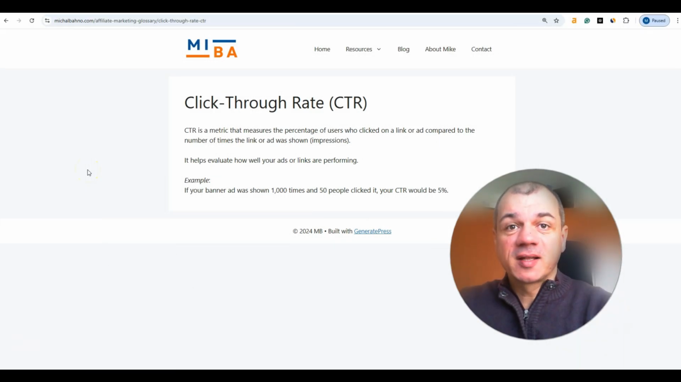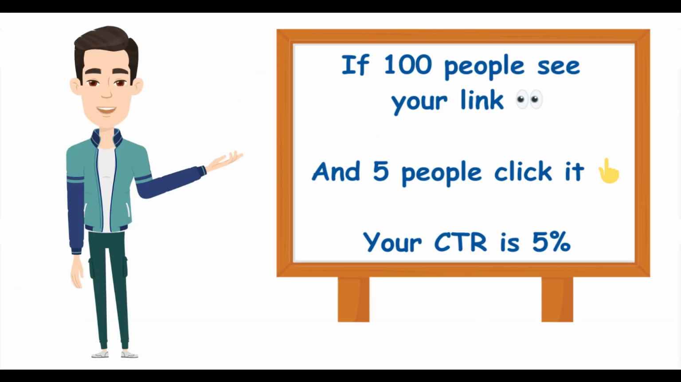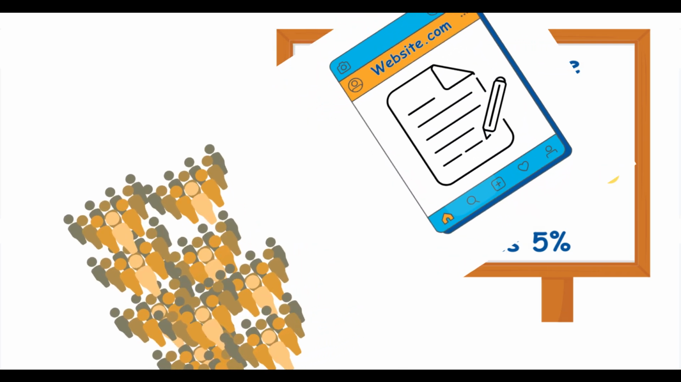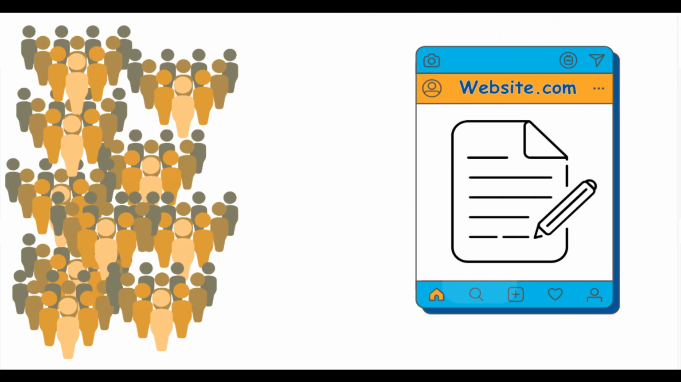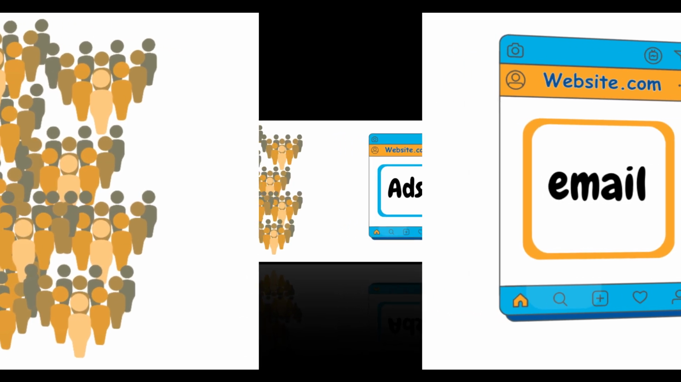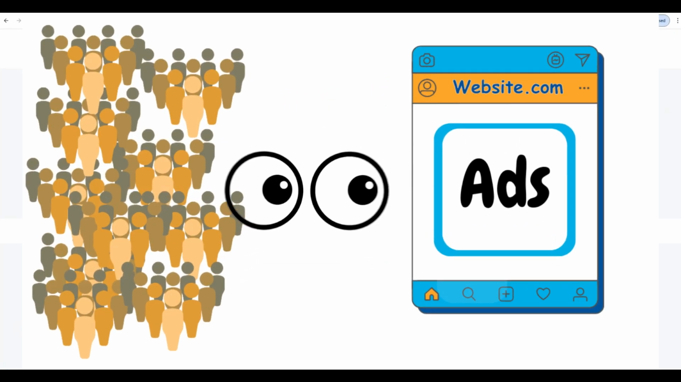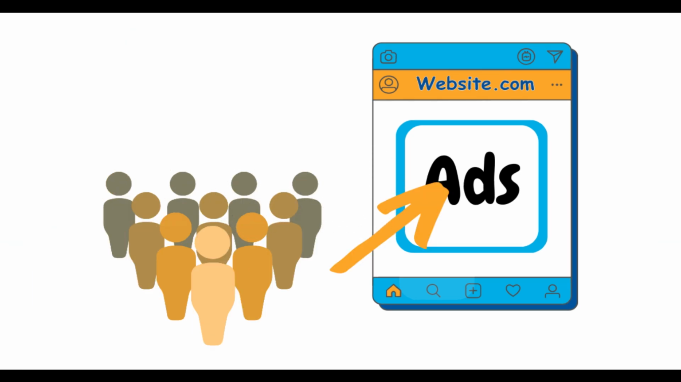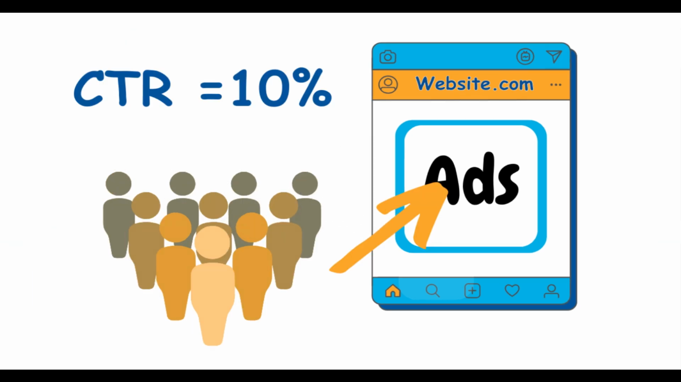Hey everyone, today let's talk about another key term in affiliate marketing, and that is CTR, or click-through rate. What is CTR? CTR stands for click-through rate. It's a percentage that shows how many people clicked on a specific link compared to how many saw it. In simple terms, it measures how effective your content, ad, or email is at getting people to take action. For example, if 100 people see your ad and 10 people click on it, your CTR is 10%.